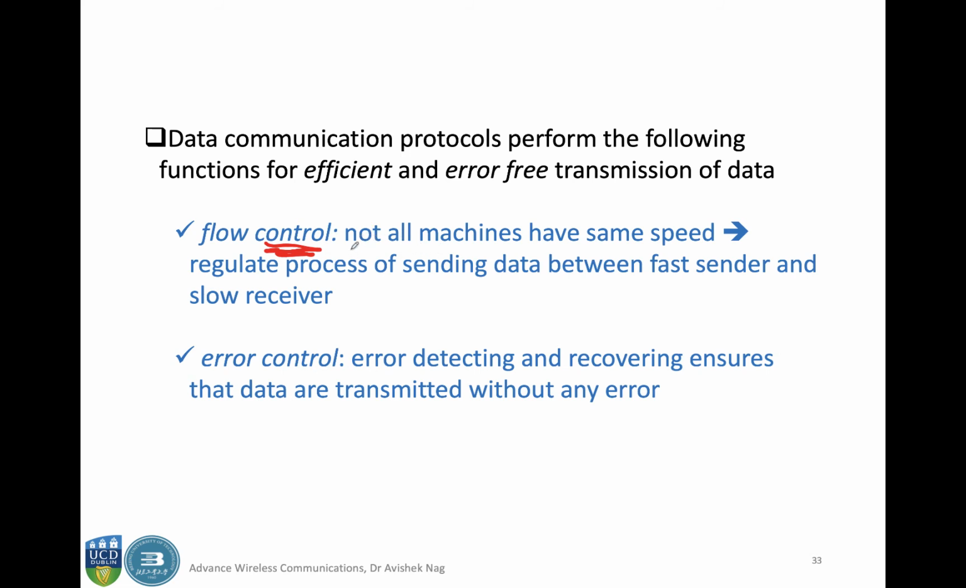Flow control basically takes care of the fact that not all machines have the same speed, and therefore you need to regulate the process of sending data between a fast sender and a slow receiver. This is taken care of by the flow control part of the protocol. And then finally you have error control. So you need to detect the errors and recover them so that you can ensure an error-free transmission.